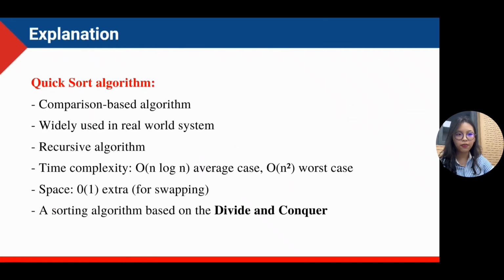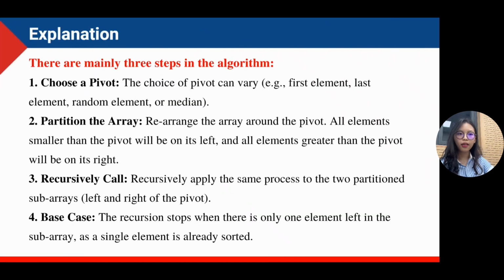So, to be more specific, the quicksort algorithm is a comparison-based algorithm which is widely used in real-world systems. It is a recursive algorithm with a time complexity of big O(n log n) for average cases and big O(n²) for the worst case. This sorting algorithm is based on divide and conquer. There are three main steps in the algorithm.